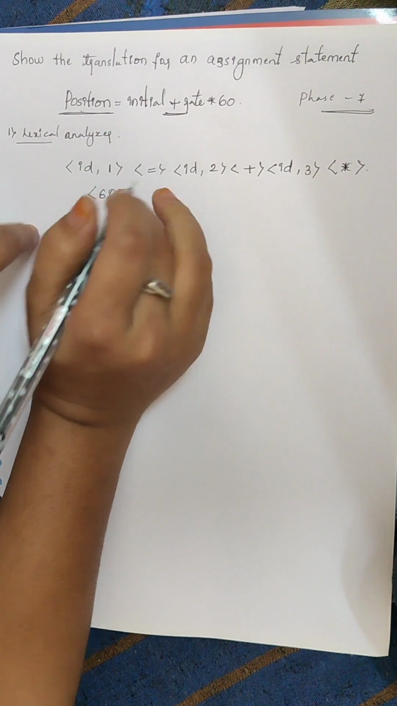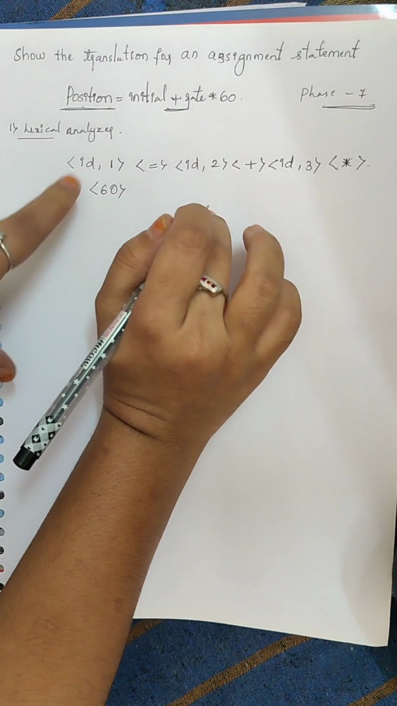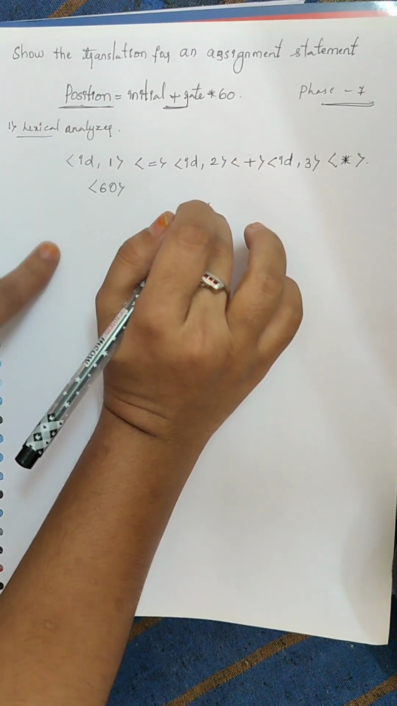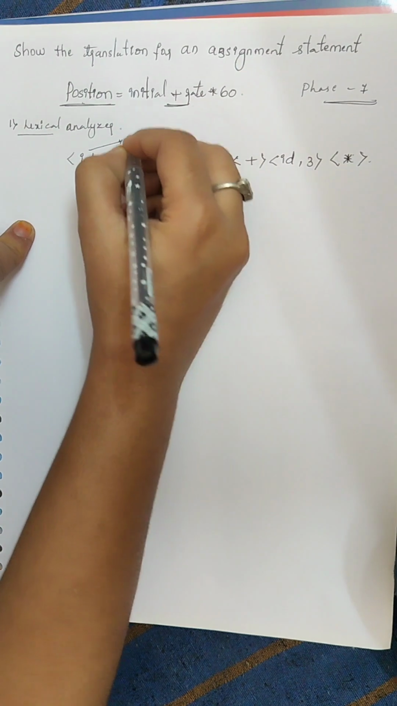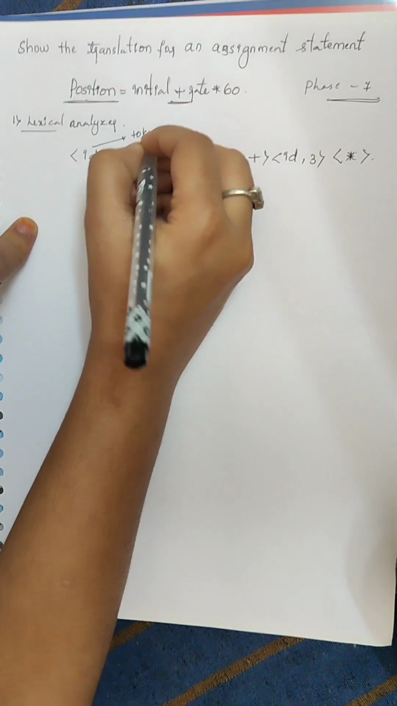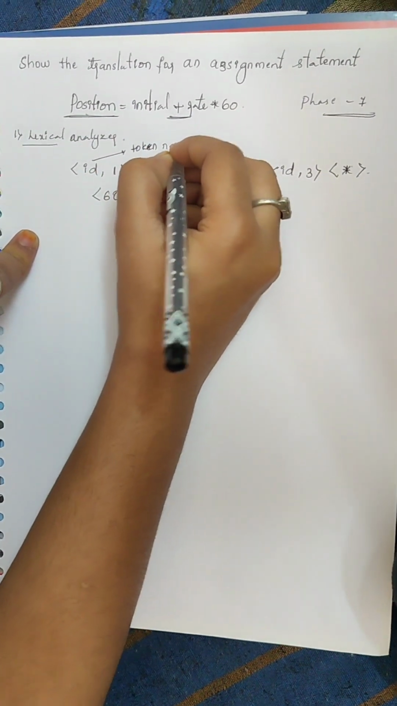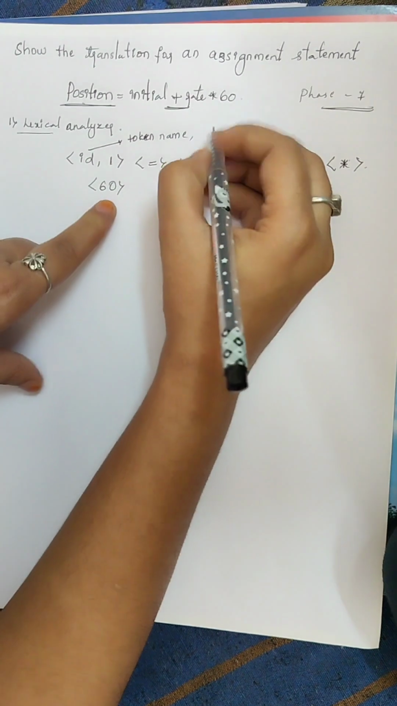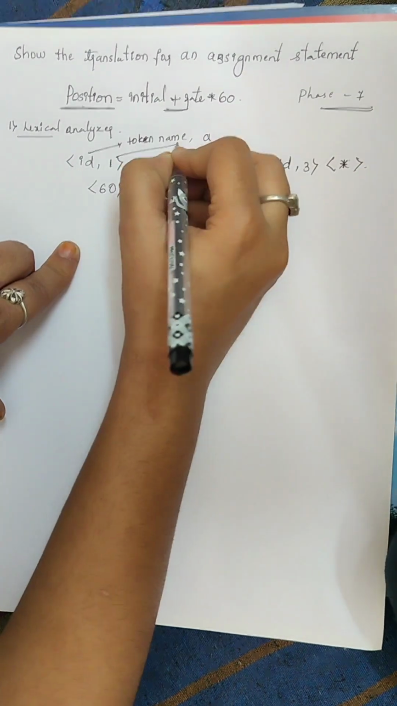These are the token names and the attribute values. This is the token name and this is the attribute value.